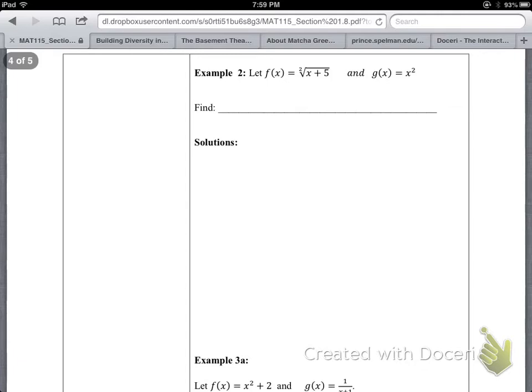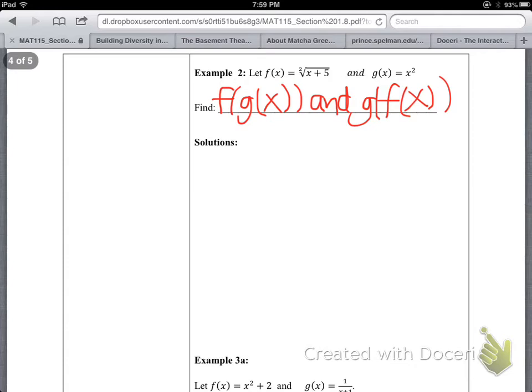So let's look at an example together. For this one, we're going to find f of g of x and g of f of x. We're going to do f of g of x together, and then g of f of x is going to be left for you to turn in for your quiz.